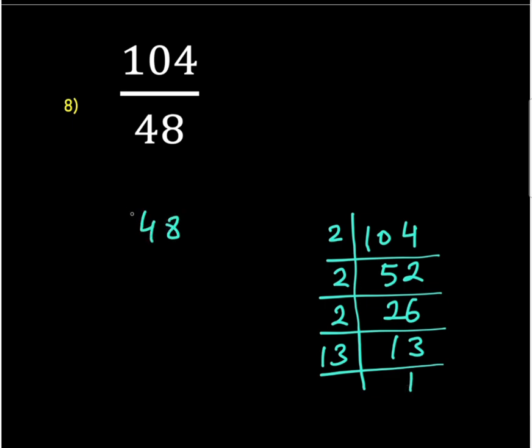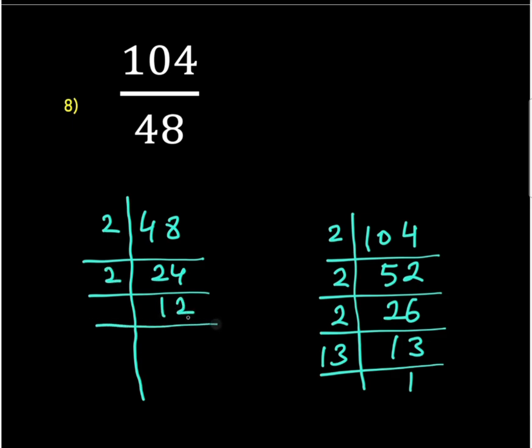We can factor 48 into its prime numbers. Divide by 2, we get 24. 24 divided by 2, we get 12. 12 divided by 2, we get 6. 6 divided by 2, we get 3. 3 divided by 3, we get 1.